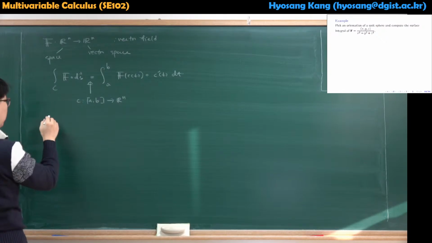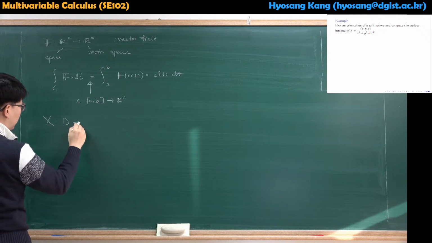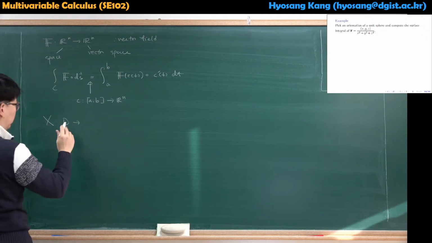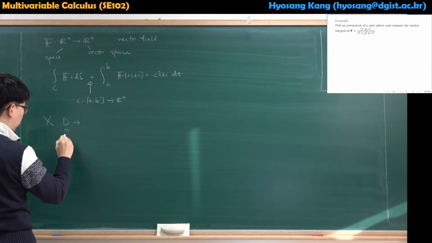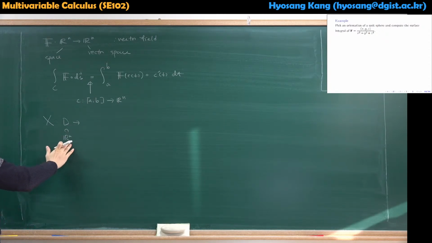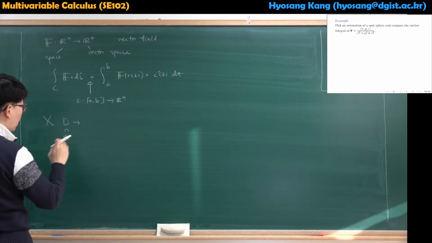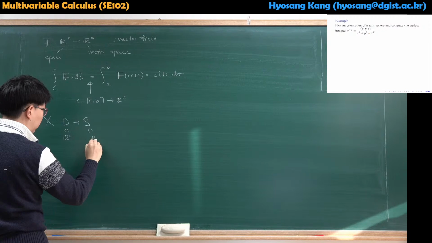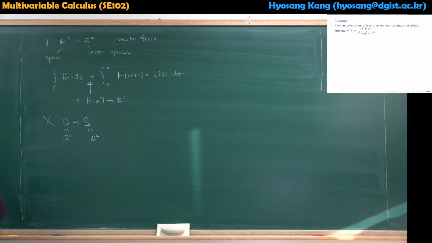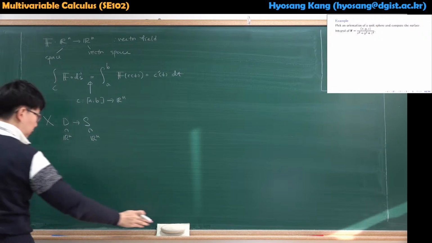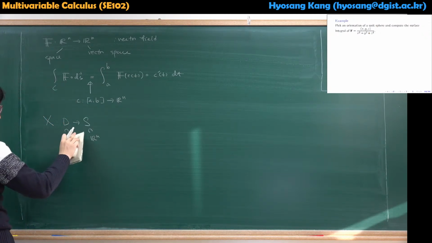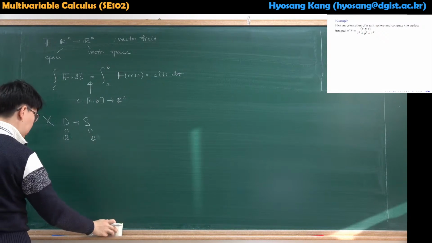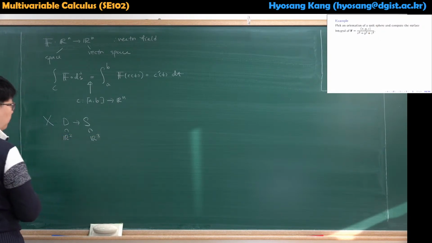Suppose that we have a surface parameterized by some function x. So let's say D is a domain inside of Rn. So usually we take Rn, this dimension of space or vector, to be 2 or 3. And let's say this S is the surface inside of the same space. I'm sorry, so this is the surface. So it has to be two-dimensional. Right, so this is 3.